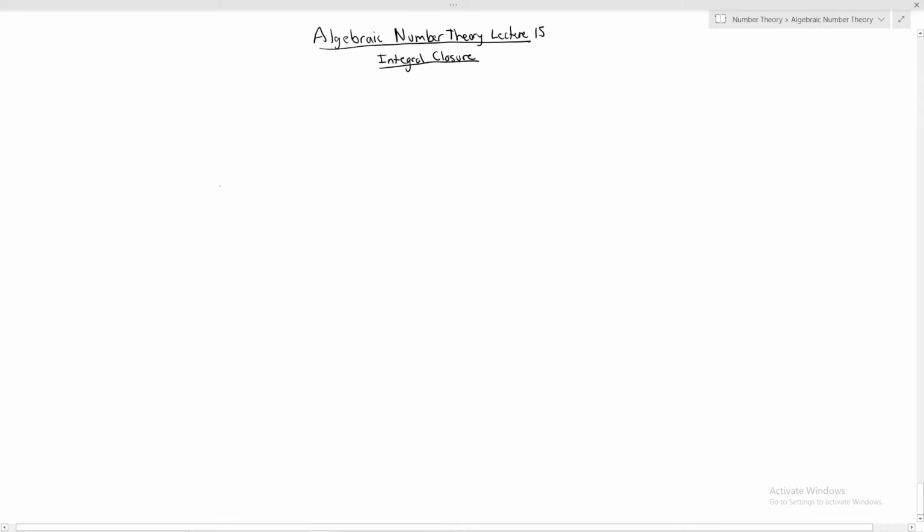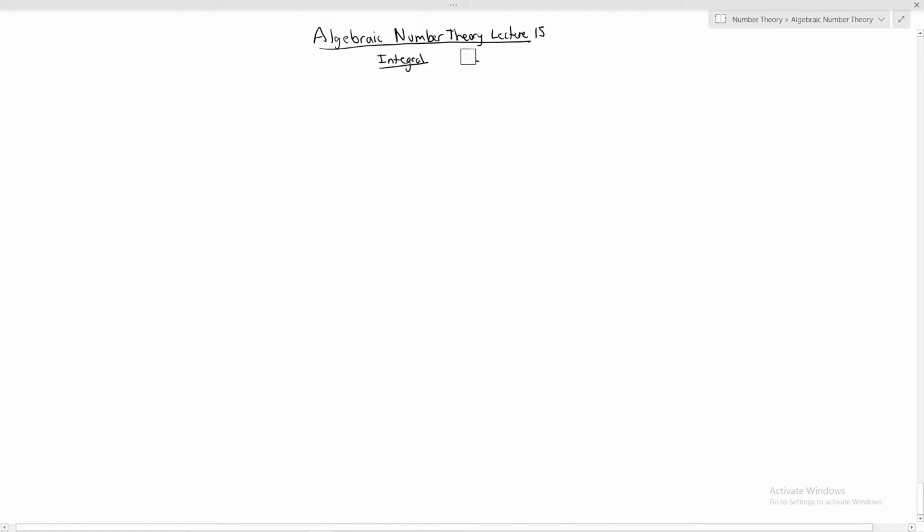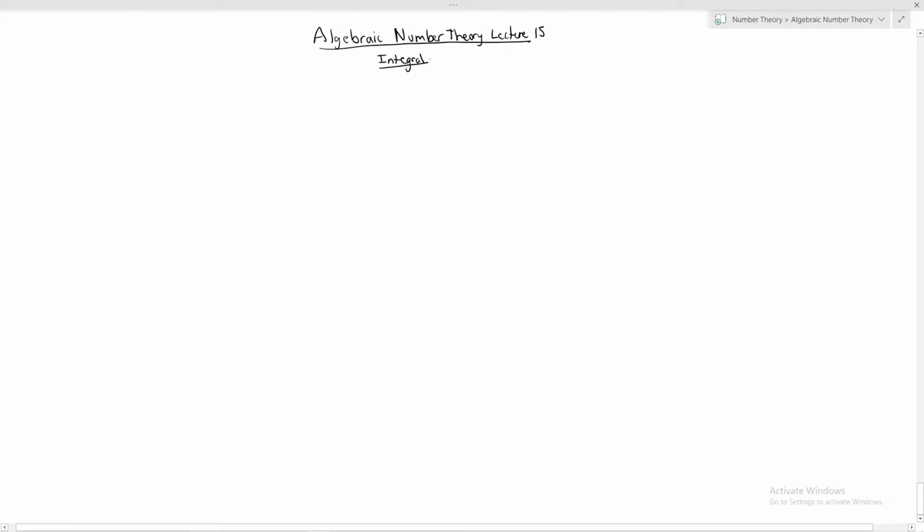Alright, this is Algebraic number theory, lecture 15. I already started off with a slight mistake. This should really be not integral closure, but integral extensions. So we're going to talk generally about integral extensions of domains.